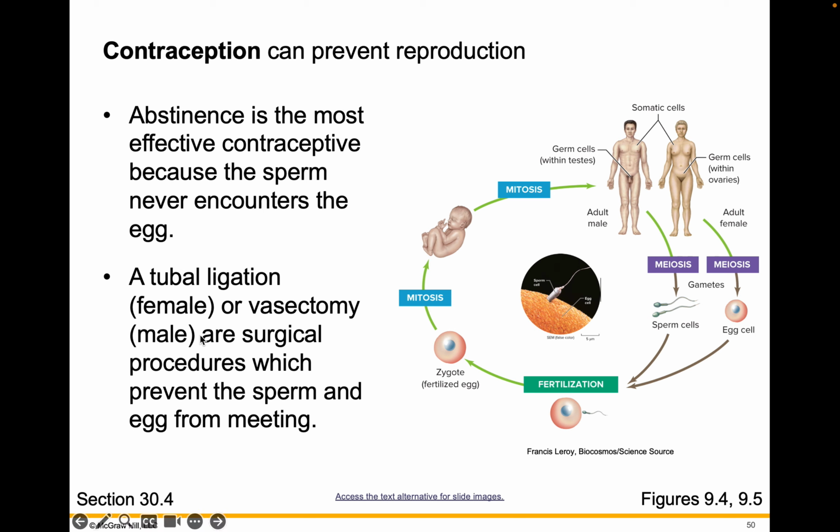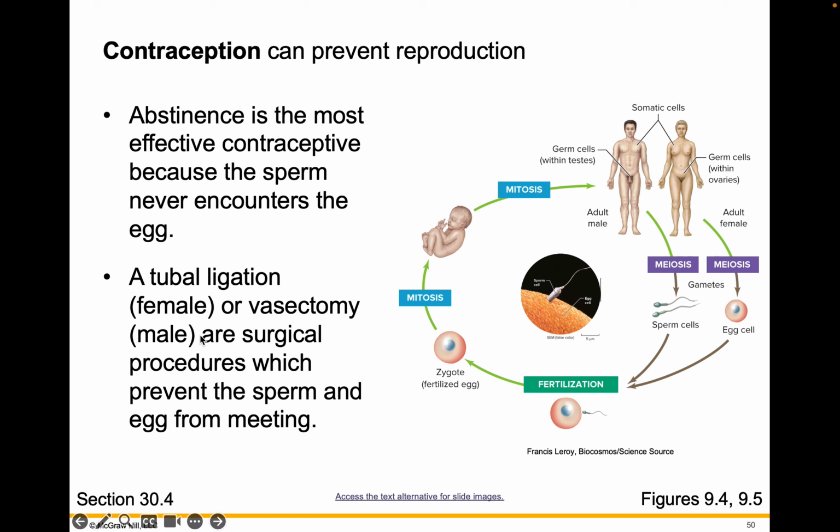Hormone contraception can also prevent reproduction. Hormone pills, patches, vaginal rings, injections, and implants contain synthetic forms of progesterone that prevent ovulation. If no egg is released, fertilization can't occur. There are many different forms of contraception. The most effective methods are surgery or an IUD, an intrauterine device.